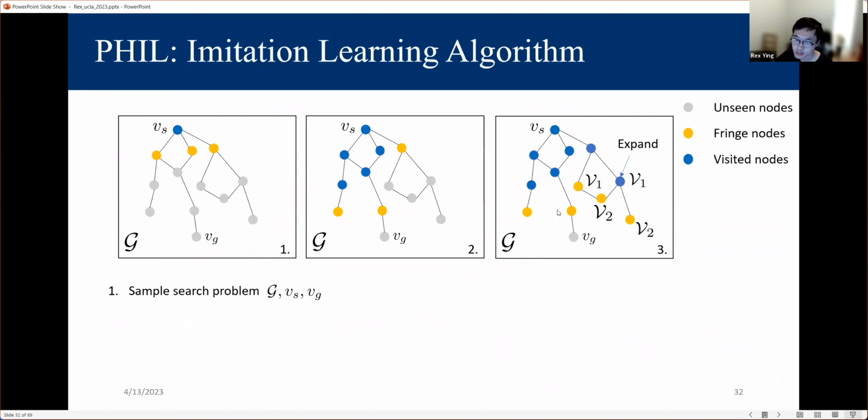In the next step, we compute these estimated distances and the loss, and in the algorithm we expand to the next node. We pick one of the fringe nodes that's supposed to have a smaller distance to the destination. We pick that, and then we expand the fringe node. That's very similar to a typical search.